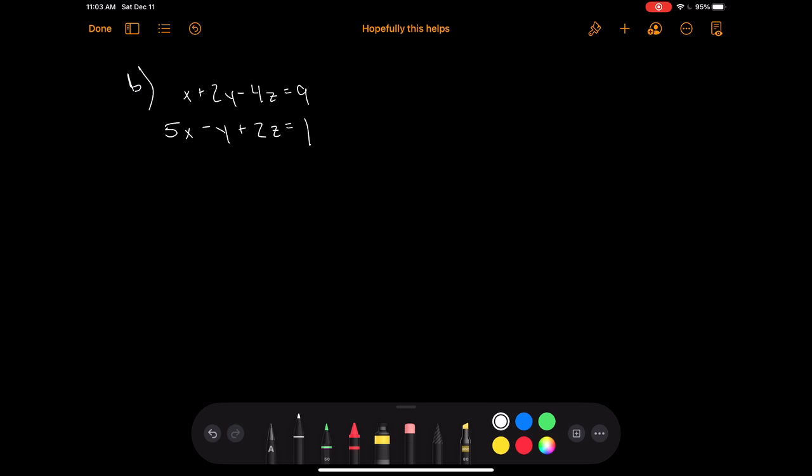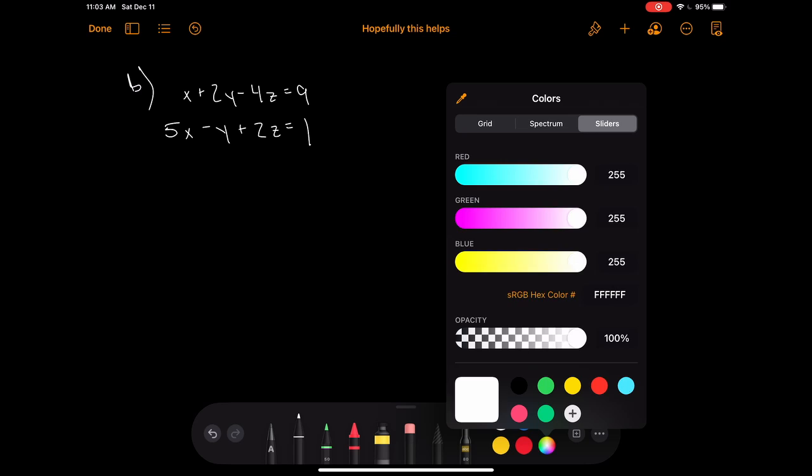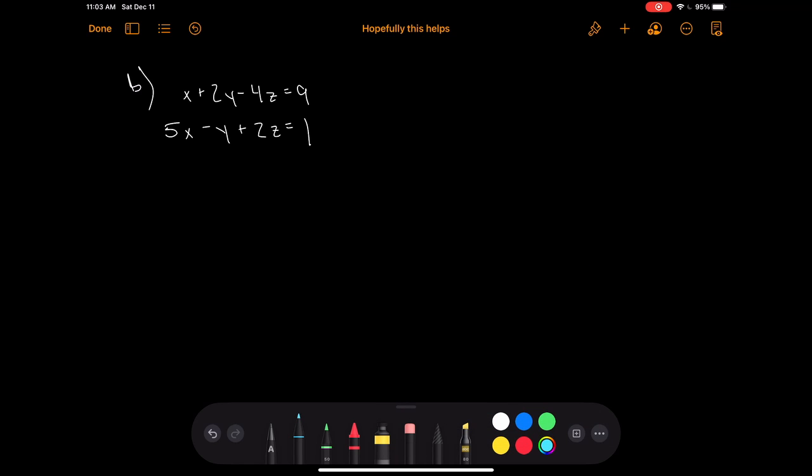And so in our last video, we discussed how to easily put this in matrix form. And so we're just going to go ahead and do that right away. So our A would be 1, 2, negative 4, then 5, negative 1, 2, multiplied by x, y, and z. And that is equal to our B, which is everything on the right.